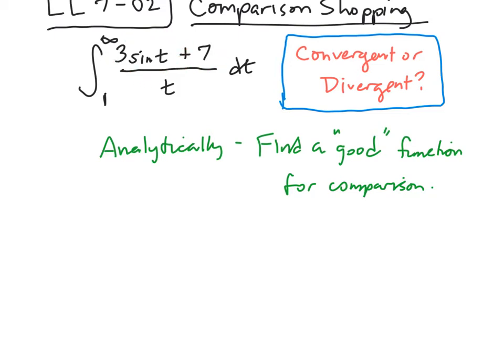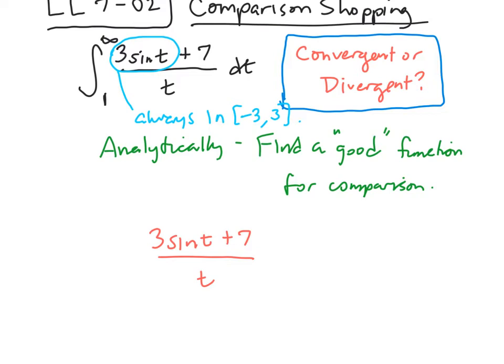Now, think about how 3 sin t behaves for just a minute. That is always going to be between negative 3 and 3. So what do we know? We know that the value of (3 sin t + 7)/t is always going to be between (-3 + 7)/t and (3 + 7)/t. And just like that, I've simplified this problem quite a bit.